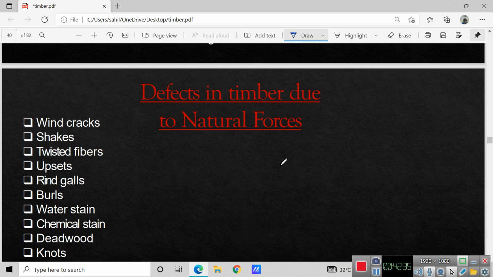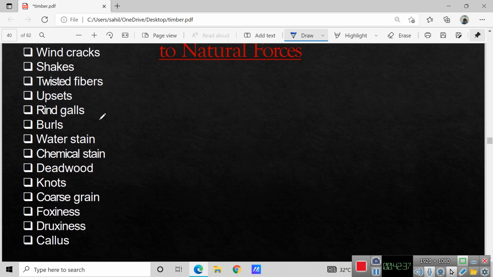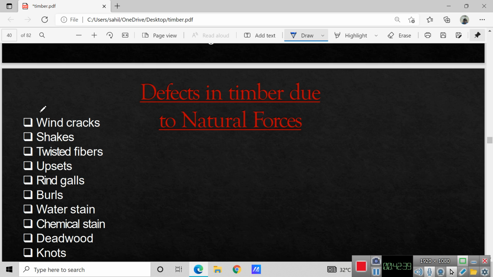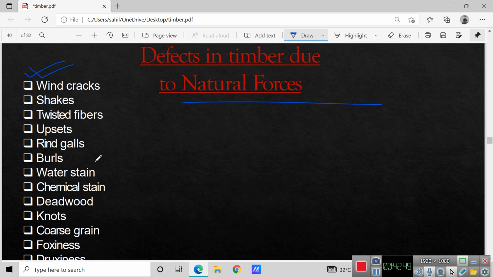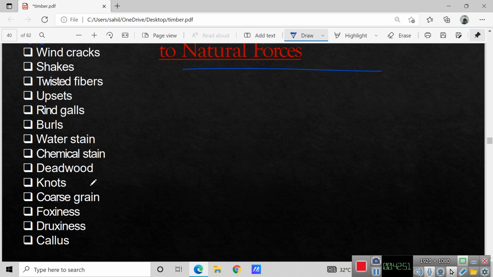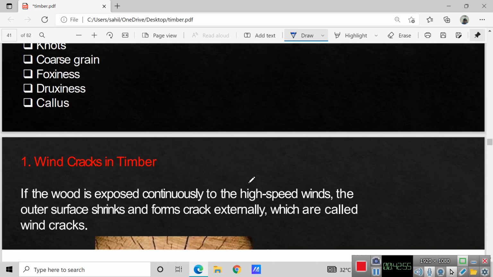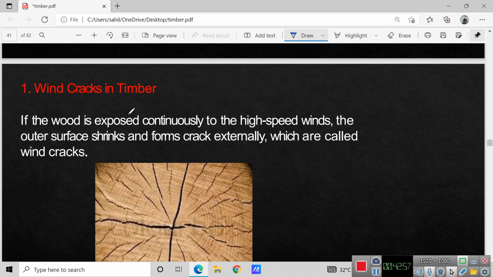Now, defects in timber due to natural forces. This is more important from our exam perspective. Defects in timber due to natural forces: wind cracks, shakes, twisted fibers, upsets, ringgalls, burls, water stain, chemical stain, dead wood, knots, coarse grain, foxiness, druxiness, callus, etc. Now, wind cracks in timber.